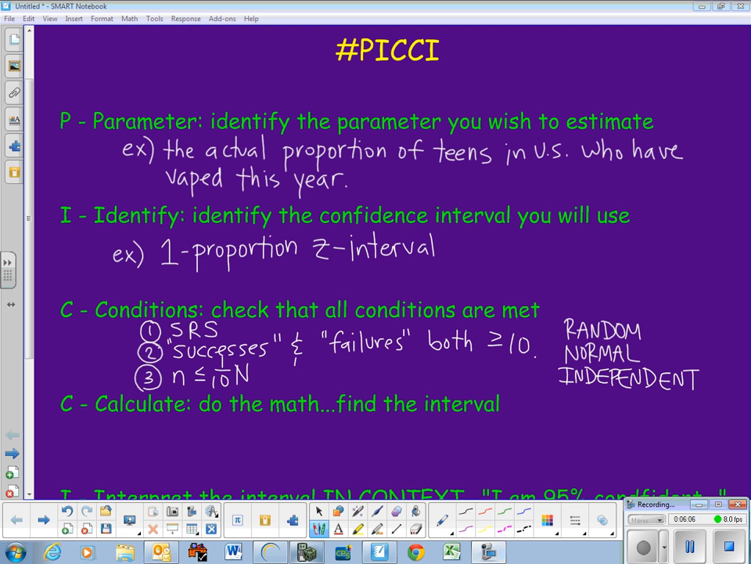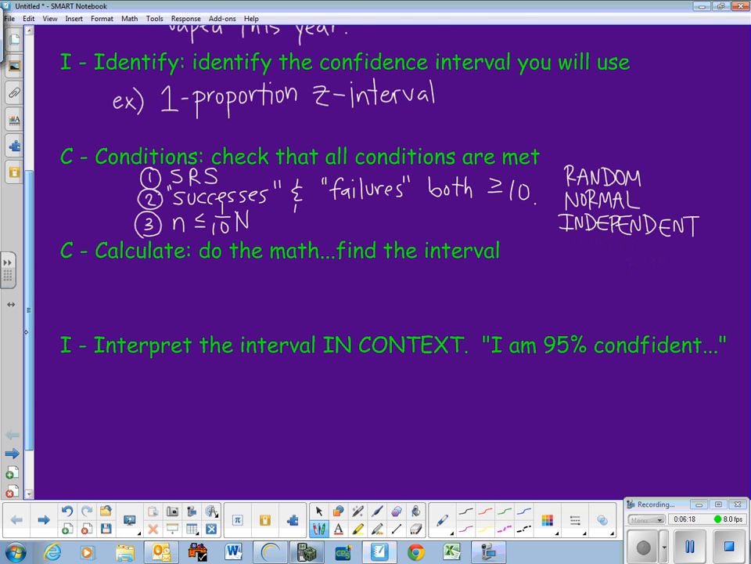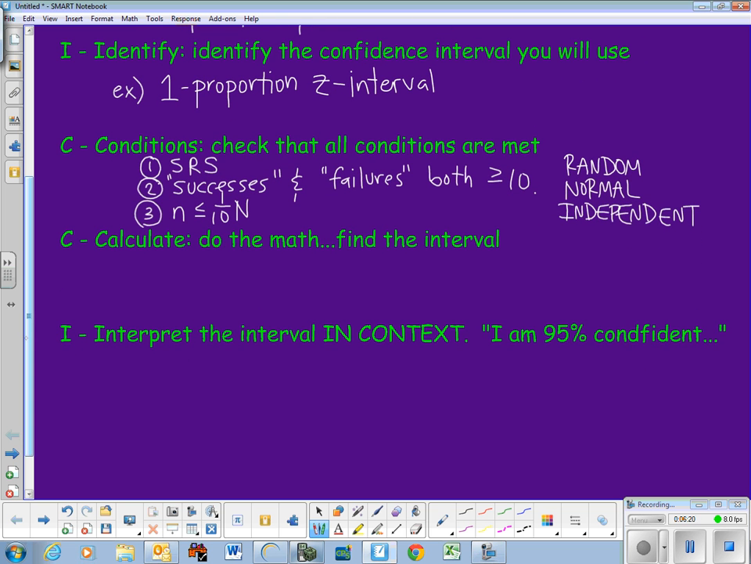All right, random, normal, and independent. Those are going to be the same a lot. The way you check them will be different for means and proportions, but random, normal, independent for proportions look like this. All right, calculate. Do the actual math, find the interval. I'm going to make some more space for this one because a lot of our notes will involve this.